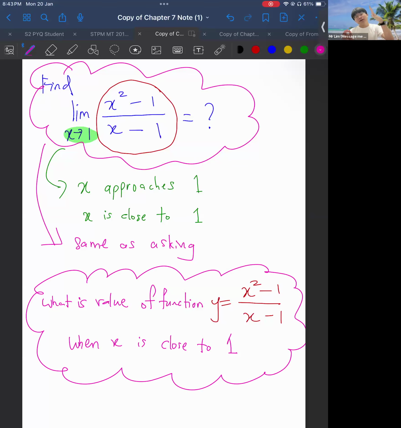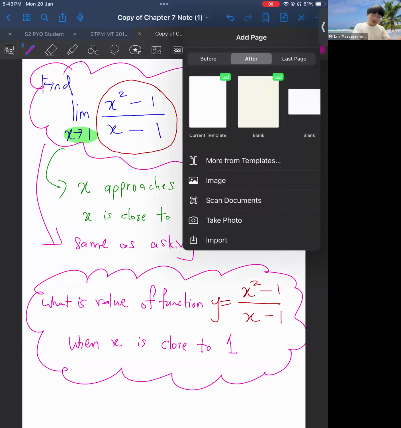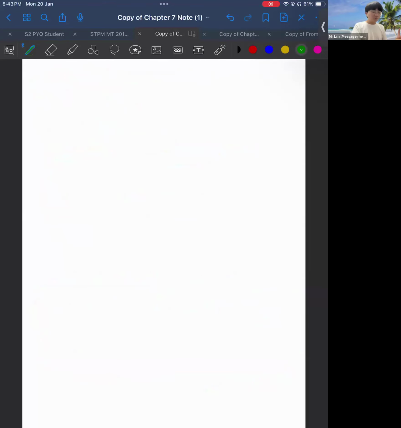It's actually very abstract. Why do we need to ask such an abstract question? In semester 1 it is very direct. You see, in sem 1, if you want to find f(1), you say find f(1). Why do you say you want to find a value when x is close to 1? Why don't you say you want to find it directly at 1? This is a very important question.